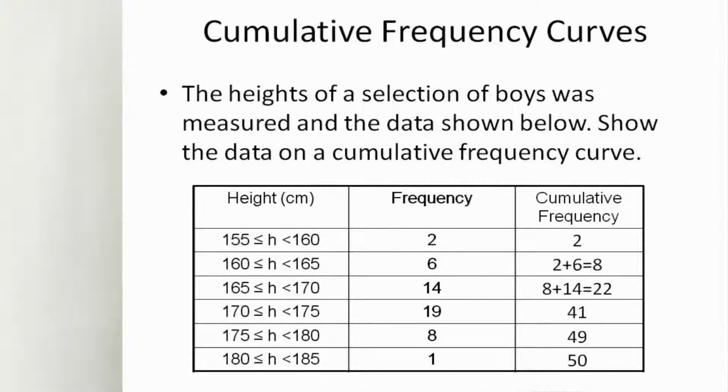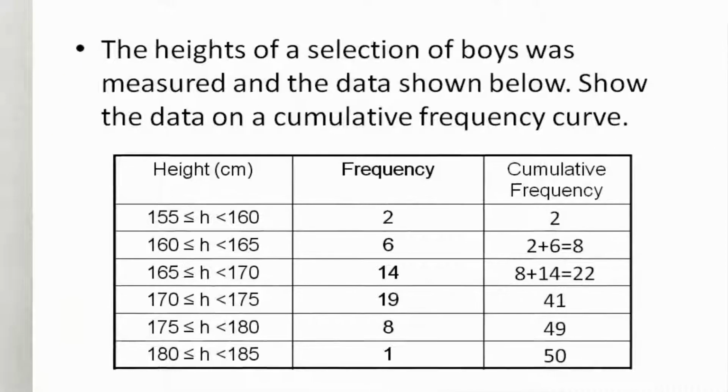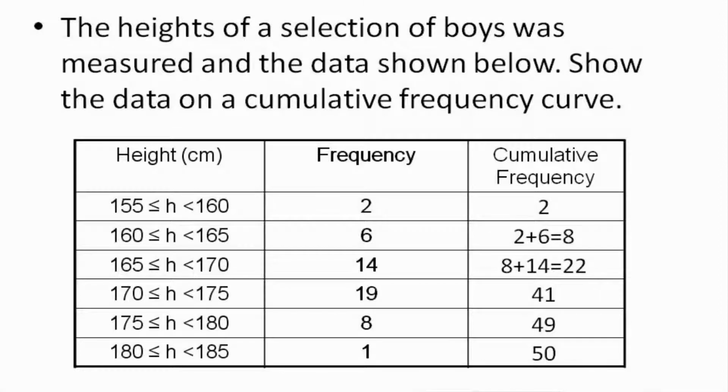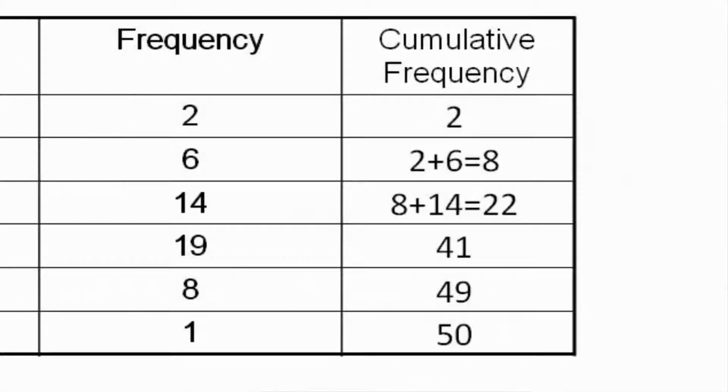Here is an example of how to calculate cumulative frequency. As you can see, we've got the height as the class width, we have our frequencies, and I've added on a cumulative frequency grid for you. The first one that goes into the grid is always 2.